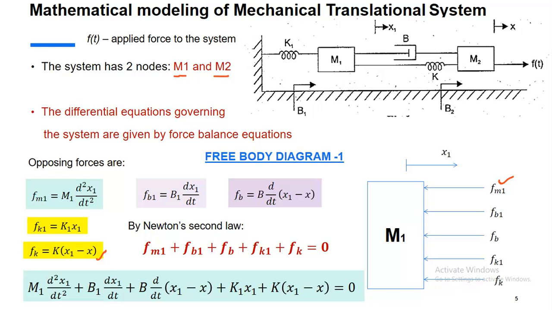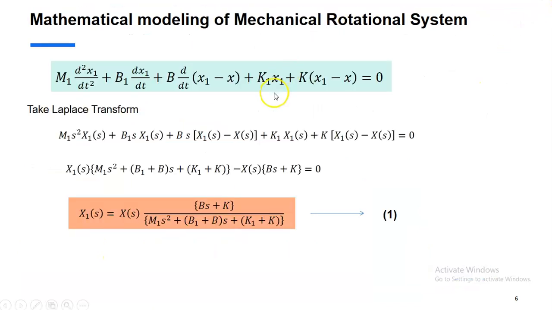By Newton's second law, we can write the sum of applied force is equal to the sum of opposing force. For this particular mass, the applied force is 0 because you don't find any f of t. So I am adding all opposing forces. You have to add Fm1, Fb1, Fb, Fk1 and Fk. This is what I have written here. This is the differential equation governing that mechanical system.